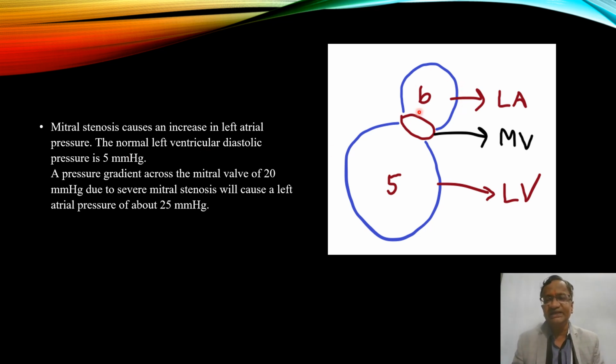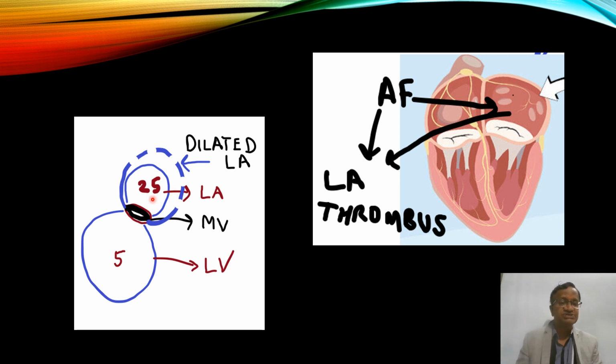Mitral stenosis causes an increase in LA pressure. The normal is around 5. The pressure gradient may be up to 20 due to a severe mitral stenosis, which may cause the LA pressure to become 25. Now you see 5 becomes 25 here, and the mitral valve is stenosed. Because this is 25, there is an increased pressure gradient which goes back, as the pathophysiology. That is one part. The next part is the LA dilates. Because of the LA dilatation, there may be a chance of thrombus and there may be a chance of atrial fibrillation. So these are the two problems. When you develop a pressure gradient slowly and get a dilated left atrium, it is prone to thrombus and atrial fibrillation.